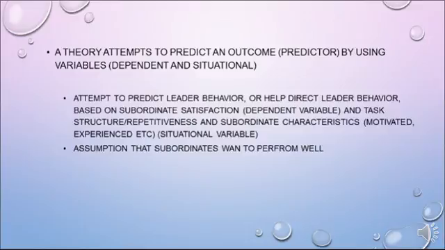Now we go into a theory. The theory tries to predict an outcome. That's a predictor, and it tries to predict that by using variables. In this case, dependent and situational variables.